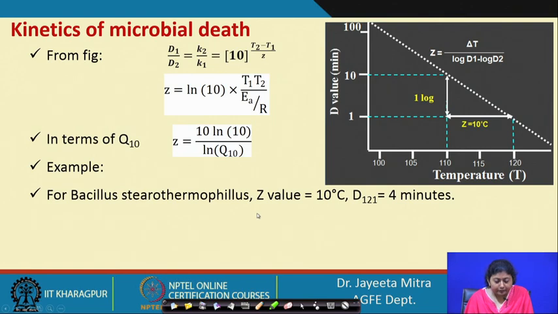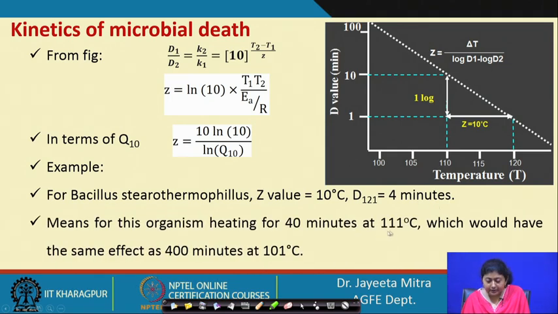For Bacillus stearothermophilus, Z value is 10 degree Celsius, D121 is 4 minutes, that means at 121 degree Celsius it is 4 minutes. If you want to cause the same microbial destruction at 111 degree Celsius, the time requirement will be 40 minutes, and the same microbial destruction at 101 degree Celsius will take 400 minutes.